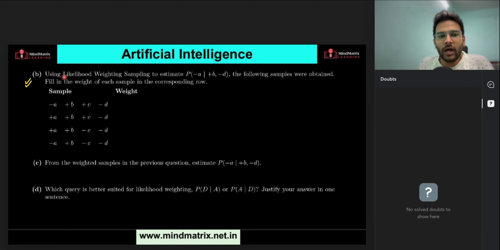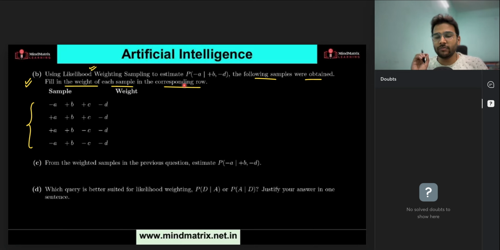Fine. So now it is based on likelihood weighting. Using likelihood weighting sampling to estimate probability of minus A given plus B minus D. The following samples were obtained. So we have used this likelihood weighting sampling and following samples are obtained. These are the 4 samples. Now we have to find the weight of each sample in the corresponding row. This type of question we have already solved in the last class.